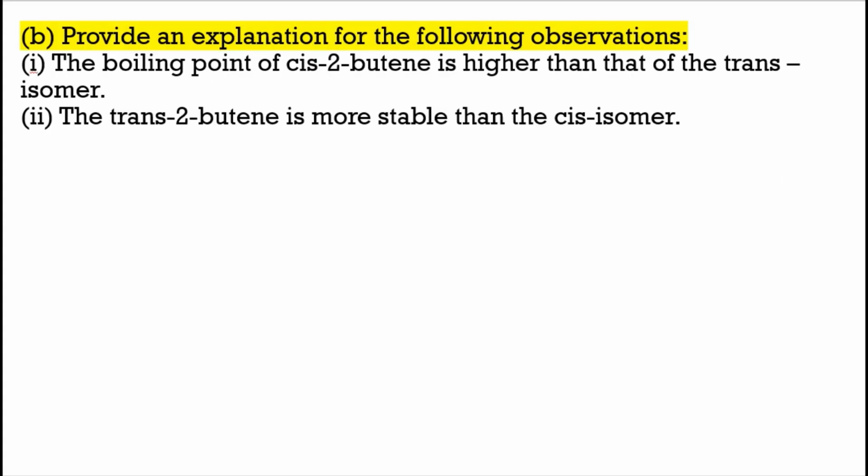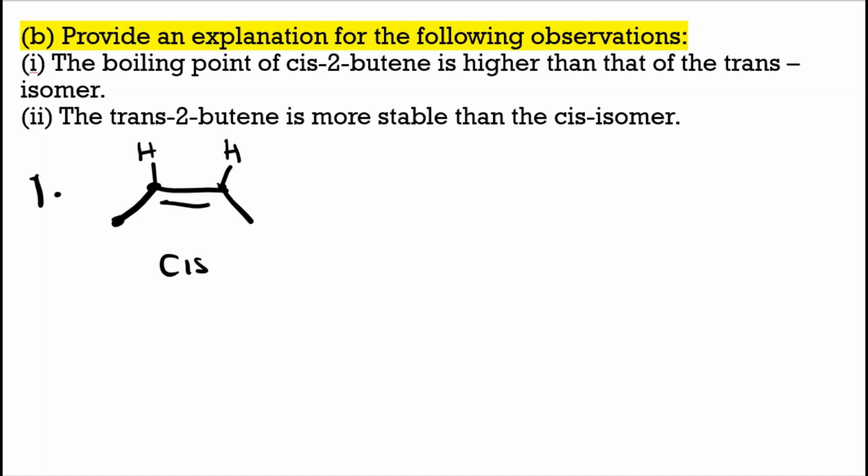Let's look at question 2. Question 2 says, provide an explanation for the following observations. The boiling point of cis-2-butene. So cis-2-butene is like this. This is carbon number 1, number 2, number 3, number 4. Cis-2-butene means that the hydrogens are on the same side. And so this is cis-2-butene.